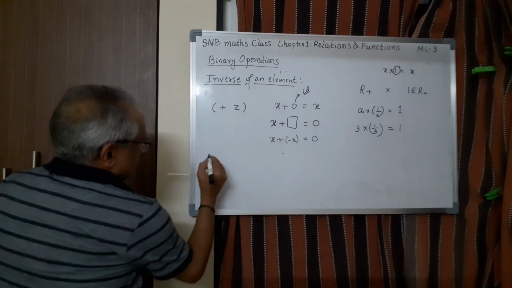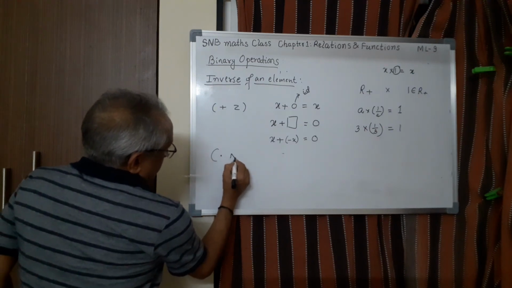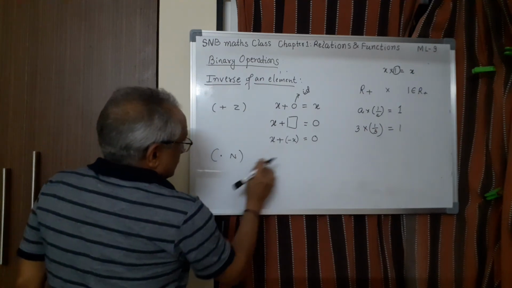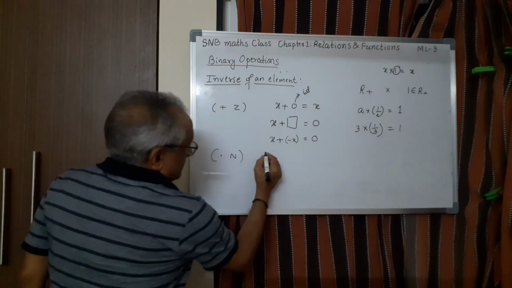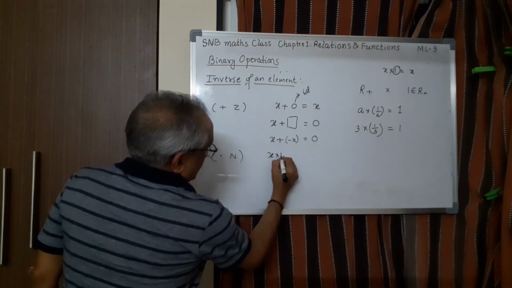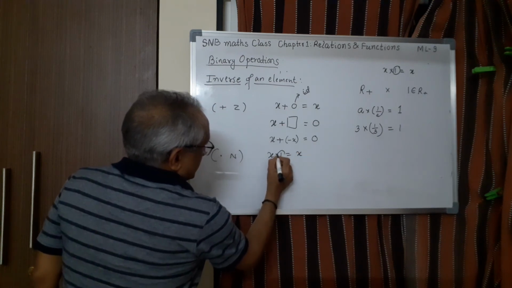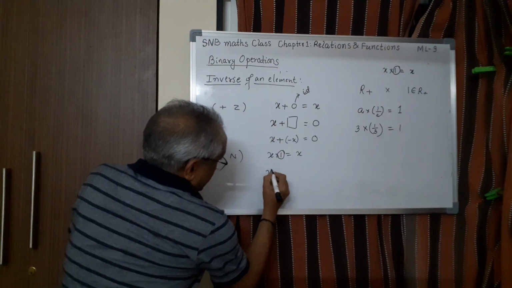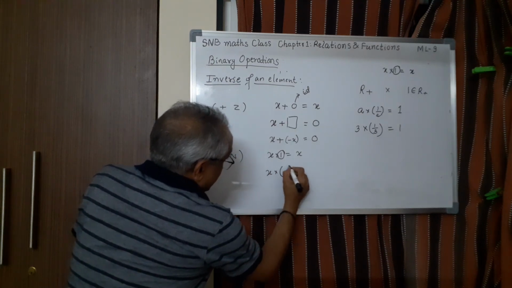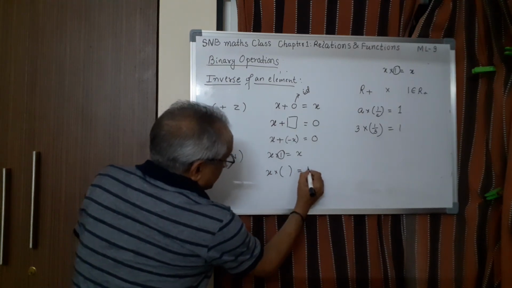Another best example is this. You take multiplication in N. Definitely 1 is the identity element of multiplication for N also, because if you take any x times 1, it is x only. Definitely 1 is the identity. But if you take x, for example, you cannot find another element here such that the product is 1.